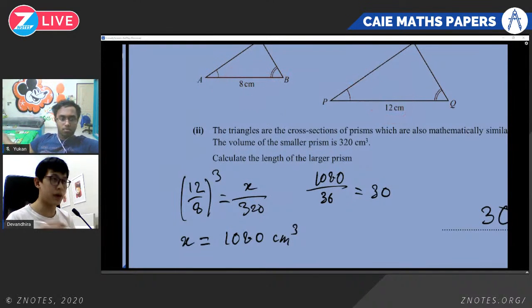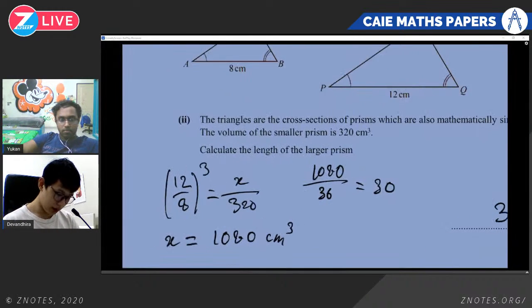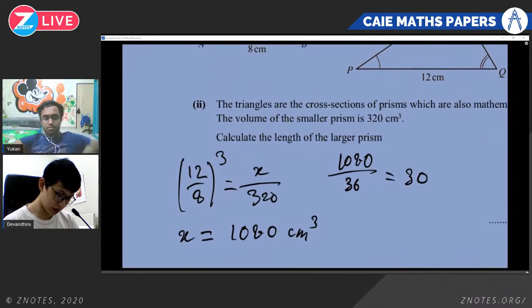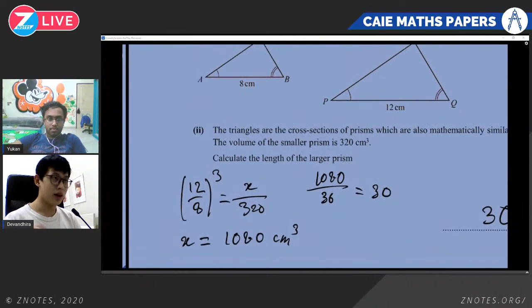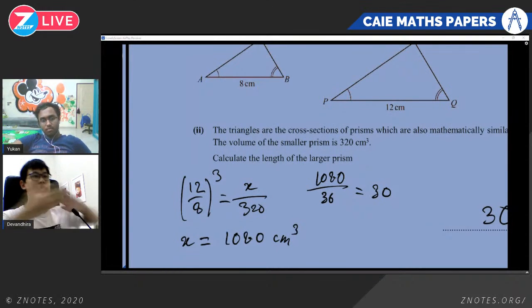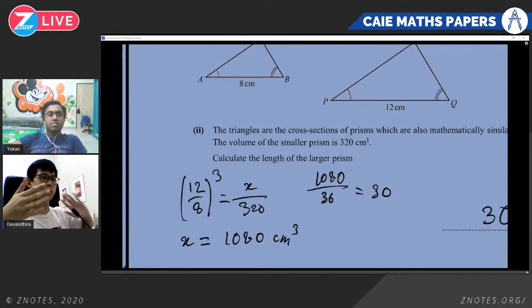So we have 12 divided by 8. But remember that this is volume. That means we have to cube it. Yep. Okay. So you cube it, and we can solve for x here. So we can just multiply 320 here, and you should get 1080. So we have that the bigger volume is 1080, and we have to look for the length, basically how much the prism is stretched to become that larger prism.